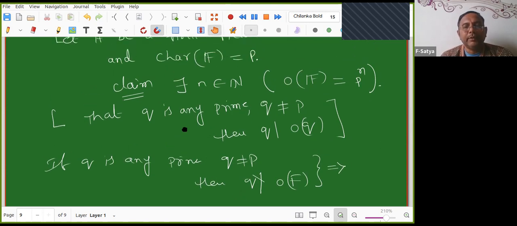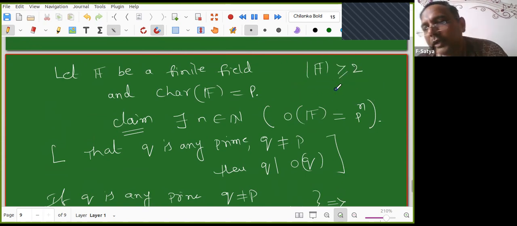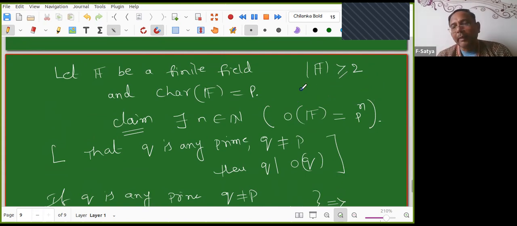I'll ask further questions. It is a finite field, and you know that order of F is greater than or equal to 2. Why is it greater than or equal to 2? You know that at least 2 elements will be there. So that means cardinality of F equals some number, right? But I'm claiming that it is equal to P power n only. For that, I assume that it is equal to P power n only, right?